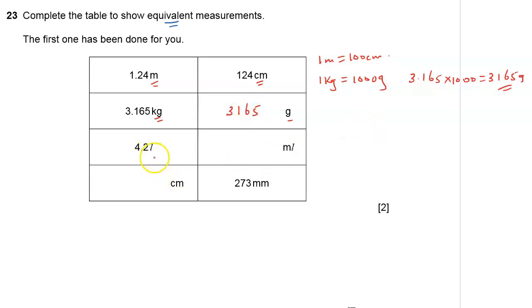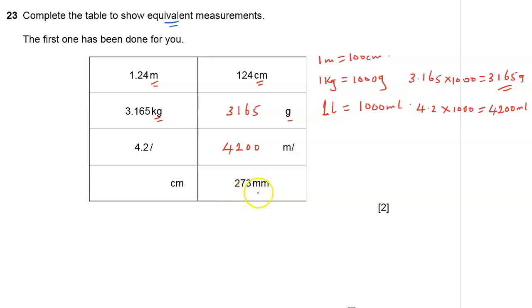3.165 grams. We have 4.2 liters. We're supposed to write the equivalent of that in milliliters, and we know that 1 liter is equivalent to 1,000 milliliters. Therefore, we're going to take 4.2 liters times 1,000, and this should give us 4,200 milliliters. That's what you write here, 4,200.